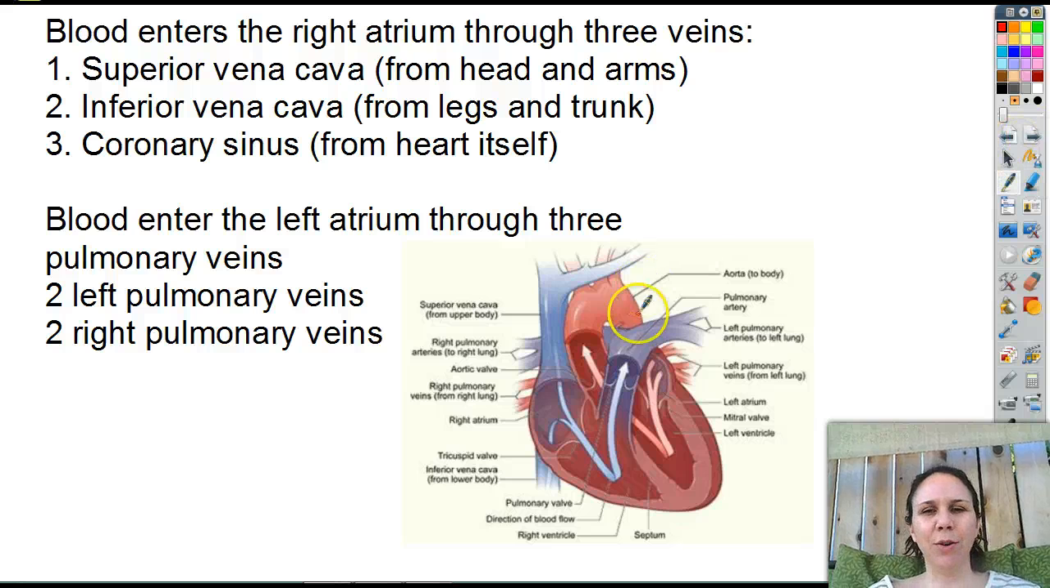Okay, so the right atrium, this guy right here, gets blood from three different locations. Two of them are quite obvious. It's the vena cava. So you have your superior vena cava and your inferior vena cava, and they dump out little holes inside of here.